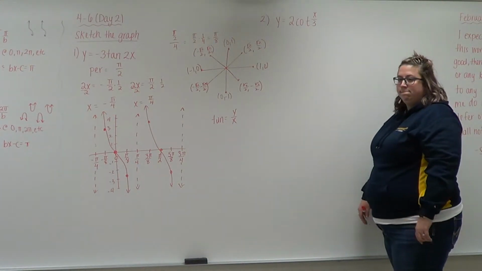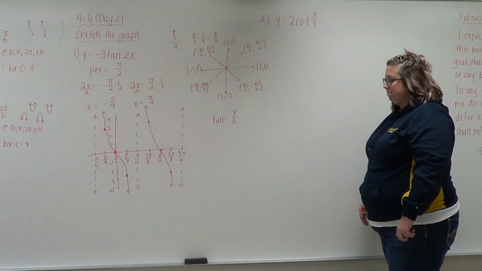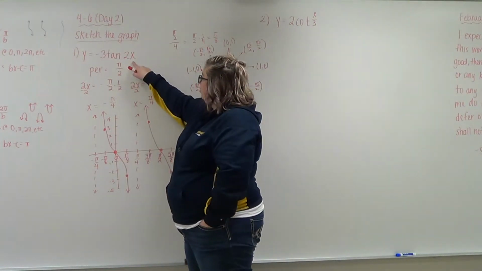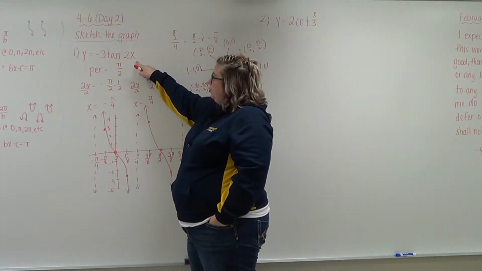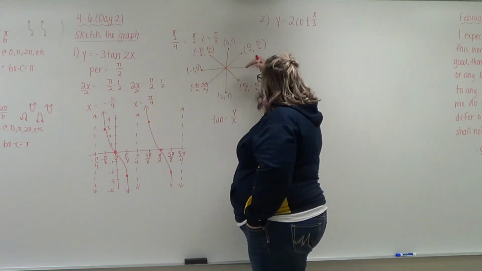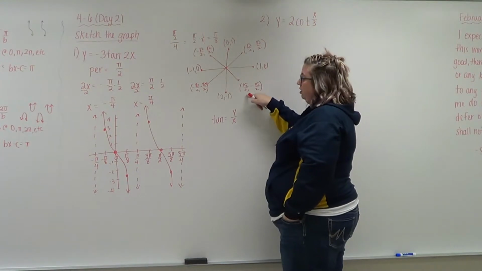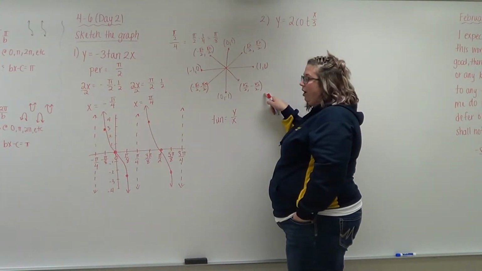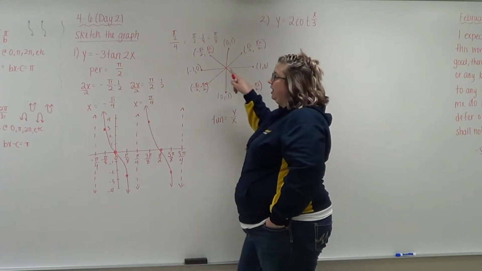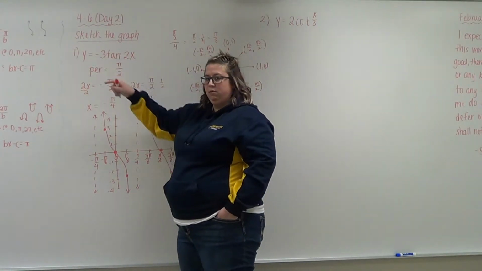Can you show how you find negative pi over 8? How I plugged it in? Yeah. Okay, so if I plug that in here for x, times 2, that'd be negative 2 pi over 8, which simplifies to negative pi over 4. So I went backwards to here. And then tangent is y over x, so I took this number divided by that one. So I get negative 1, and then I multiply by negative 3.